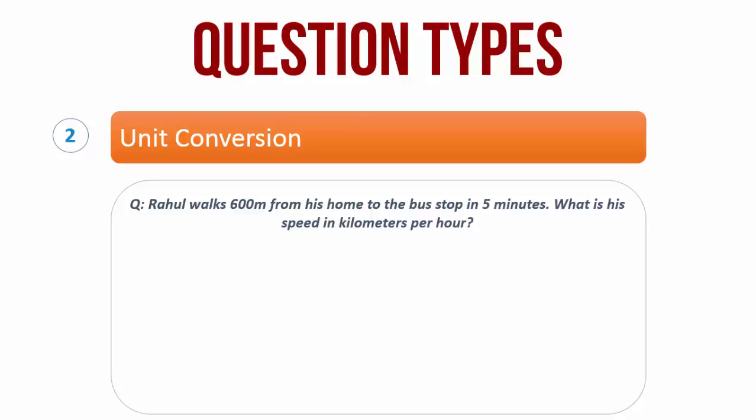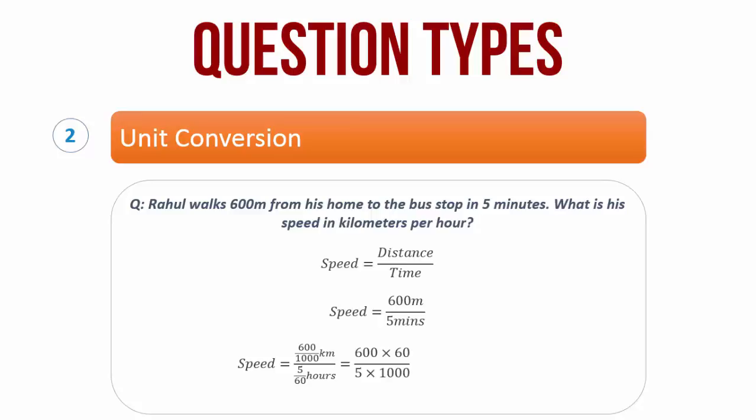Now here you have distance in meters, time in minutes, but speed in kilometers per hour. So you'll have to convert 600 meters to kilometers and 5 minutes to hours in order to get the speed in the desired unit. We know that speed is equal to distance by time. Here, Rahul walked 600 meters distance in a time of 5 minutes. So speed is equal to 600 meters divided by 5 minutes. 600 meters is equal to 600 divided by 1000 kilometers. 5 minutes is 5 divided by 60 hours. Calculating it further, we get a speed of 7.2 kilometers per hour.